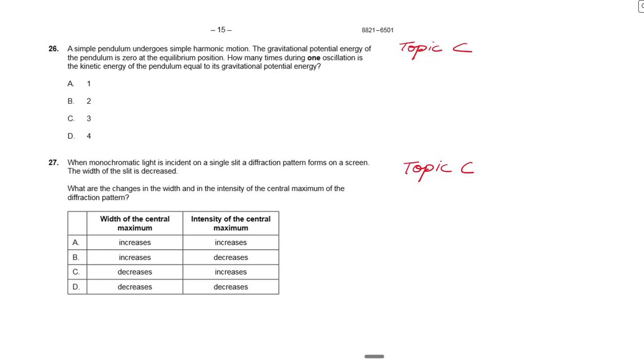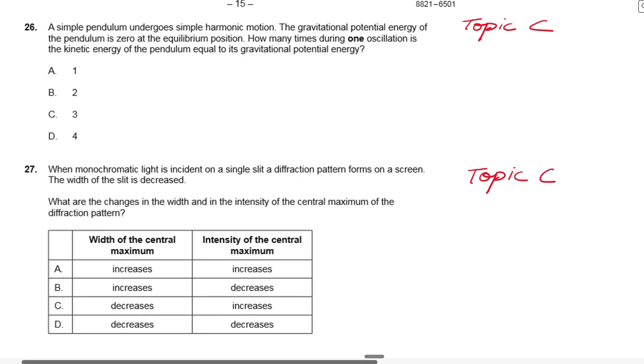With these extra questions for topic C that I missed out. 26. A simple pendulum undergoes simple harmonic motion. GPE of the pendulum is 0 at the equilibrium position. How many times during one oscillation is kinetic energy of the pendulum equal to its gravitational potential energy?